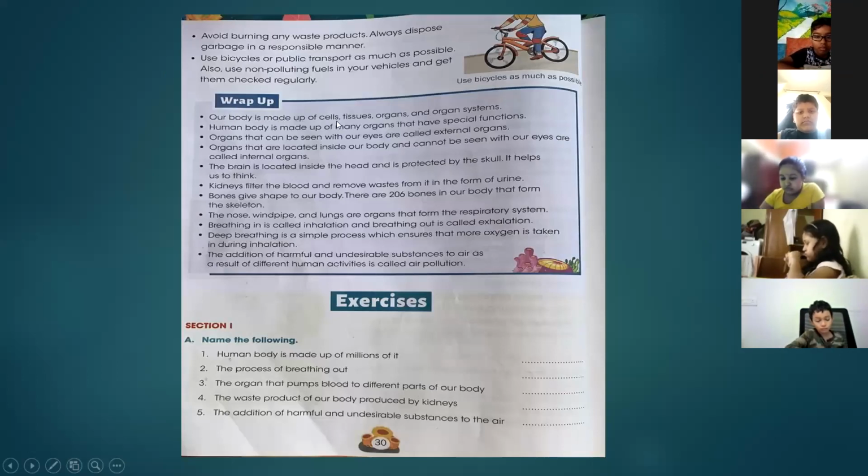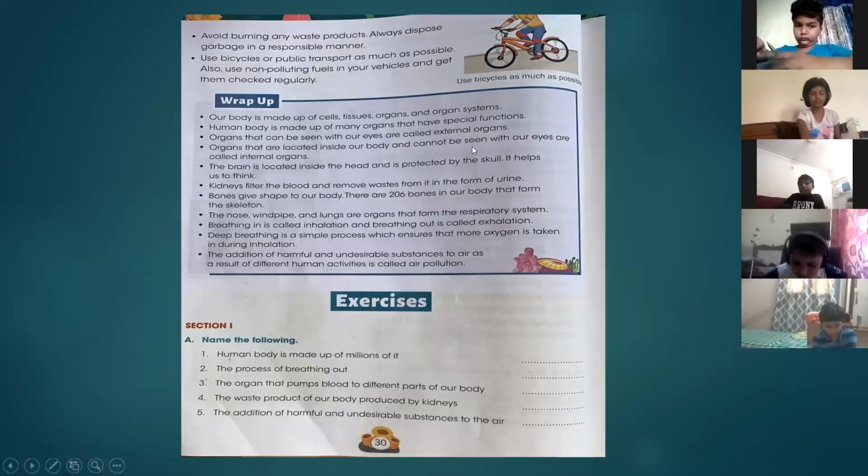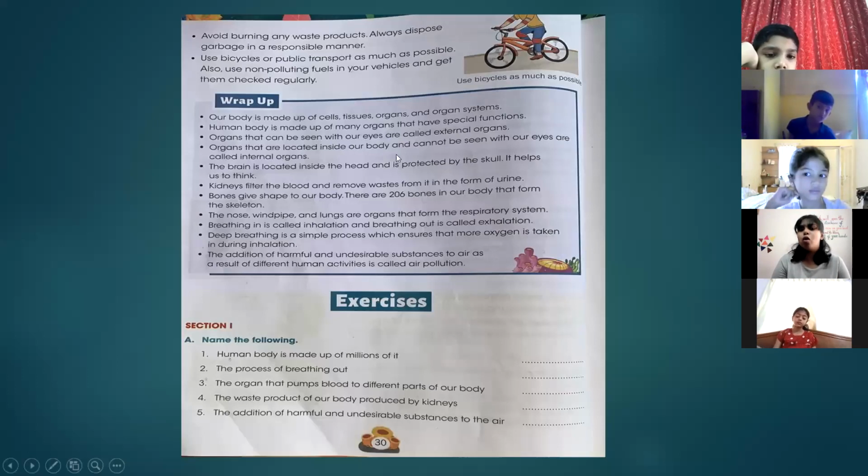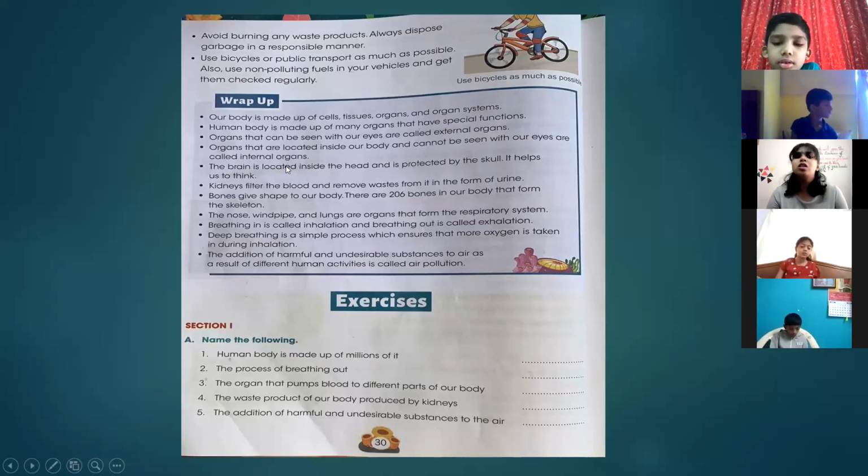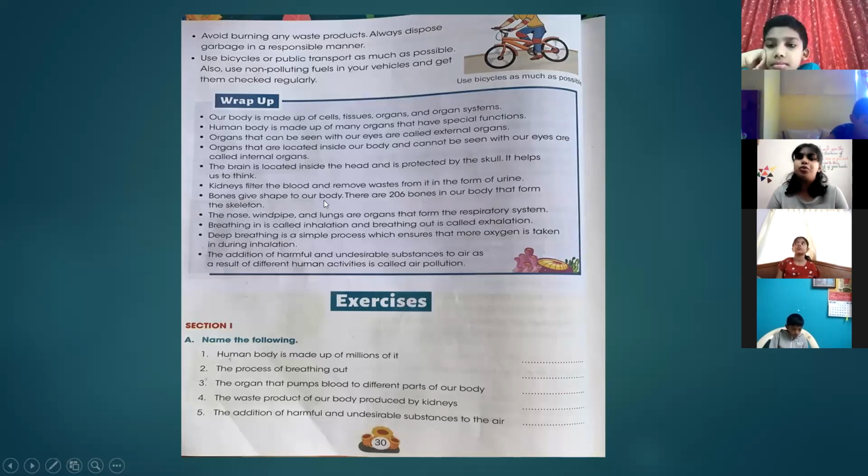Our body is made up of cells, tissues, organs, and organ systems. The human body is made up of organs that have special functions. Organs that can be seen with our eyes are called external organs. Organs that are located inside our body and can't be seen with our eyes are called internal organs. The brain is located inside the head and is protected by the skull. It helps us to think. Kidneys filter the blood and remove waste from it in the form of urine. Bones give shape to our body. There are 206 bones in our body that form the skeleton.